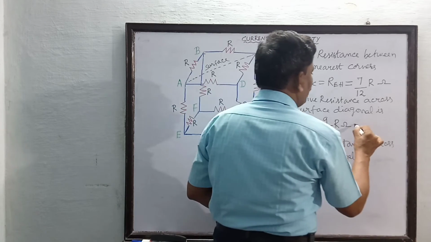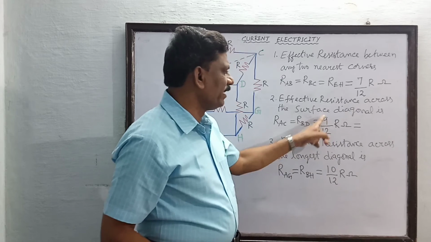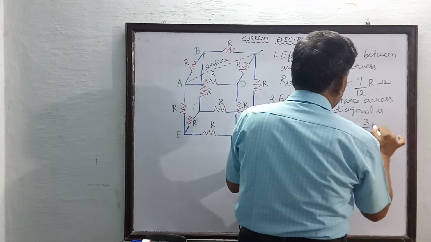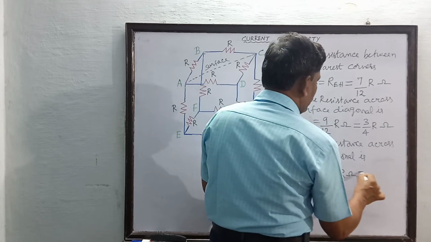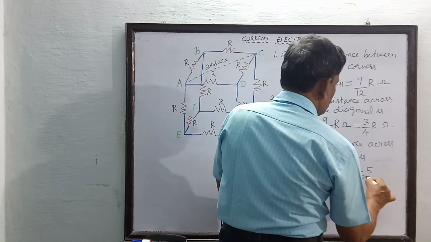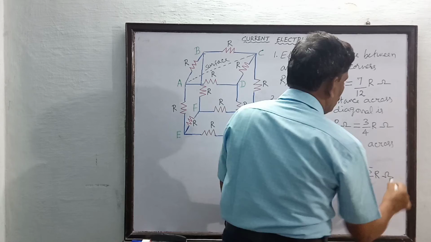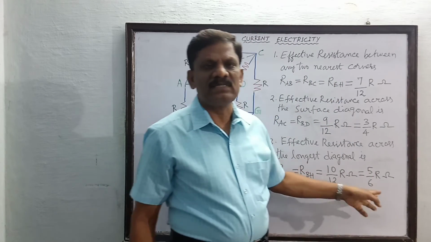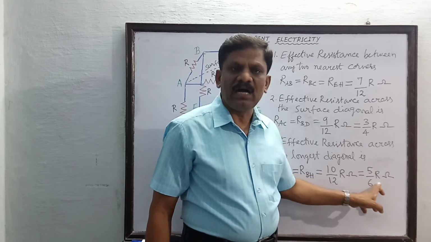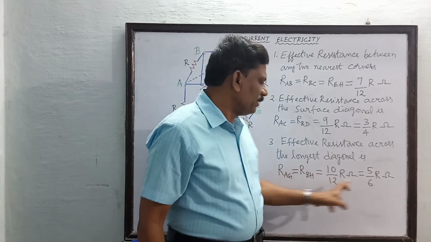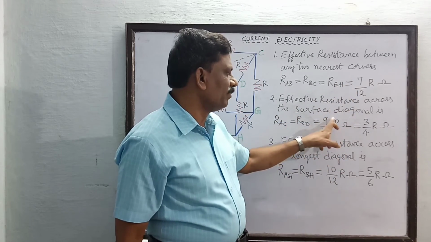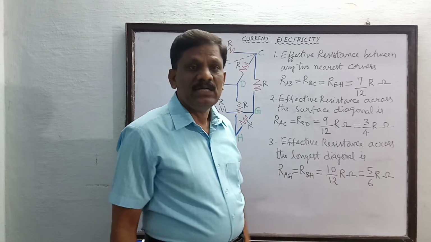Now this also can be divisible by 3, is it not? 3 3s are 9, 4 3s are 12. So this can be reduced to 3 by 4 times R ohm. And similarly you can divide 10 by 12 by 2, 5 2s are 10, 6 2s are 12. So 5 by 6 times R ohm. In the CBSE textbook this problem is solved, is it not? So we know the standard value 5 by 6 times R ohm. But it is better you always remember in terms of 12, because this is 7 by 12, so we can remember 9 by 12 ohm and 10 by 12 ohm.